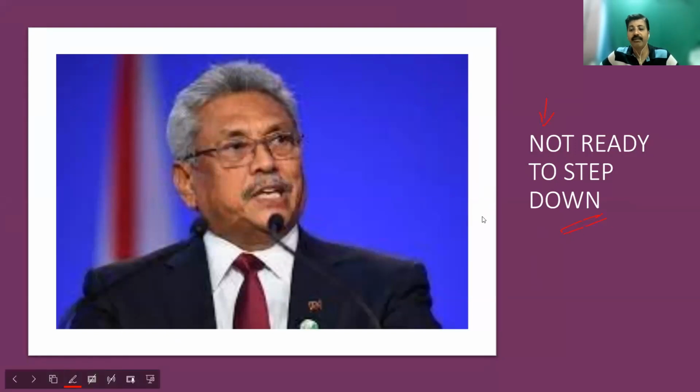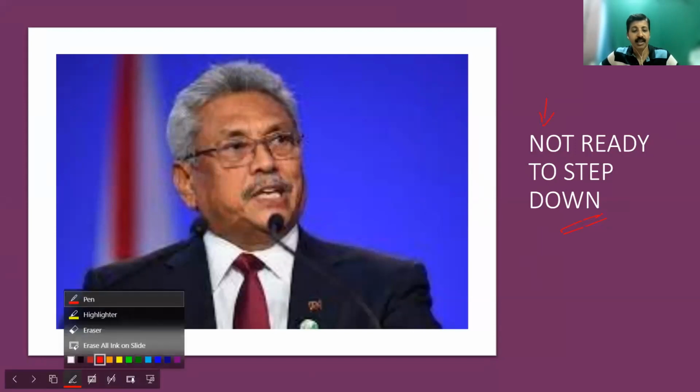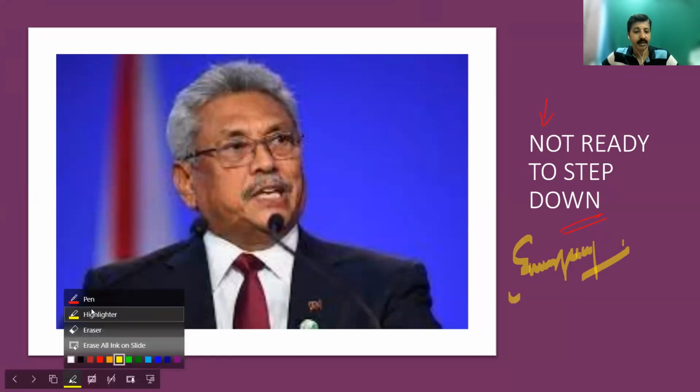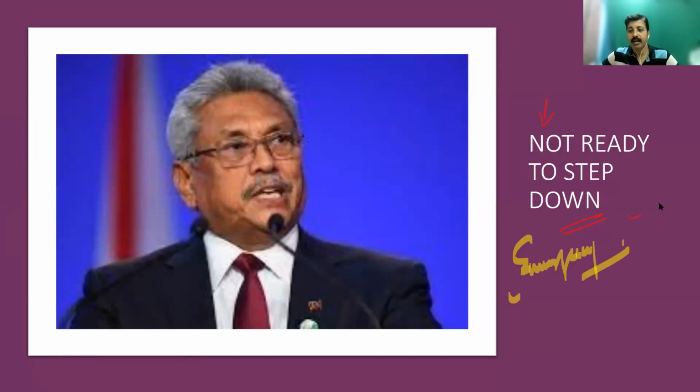Okay. Recently, what have these people done? The people started thronging his house, banging and setting fire to the buses and vehicles in front of his house. Out of panic, he declared an emergency across the state. It happened. Emergency was declared by him. Okay. But as of today, the emergency has been removed.